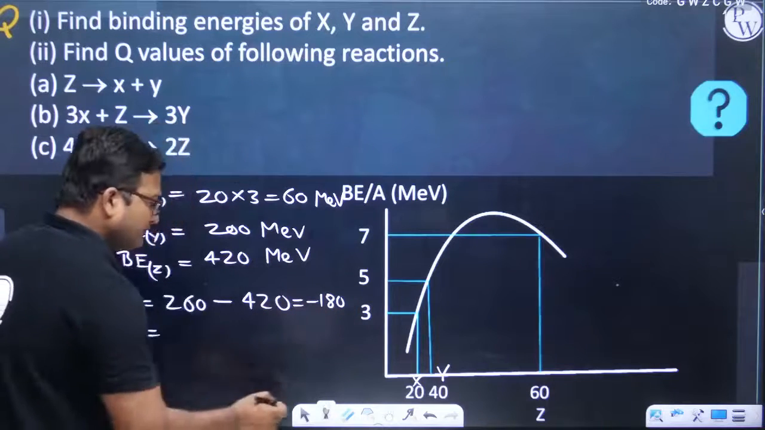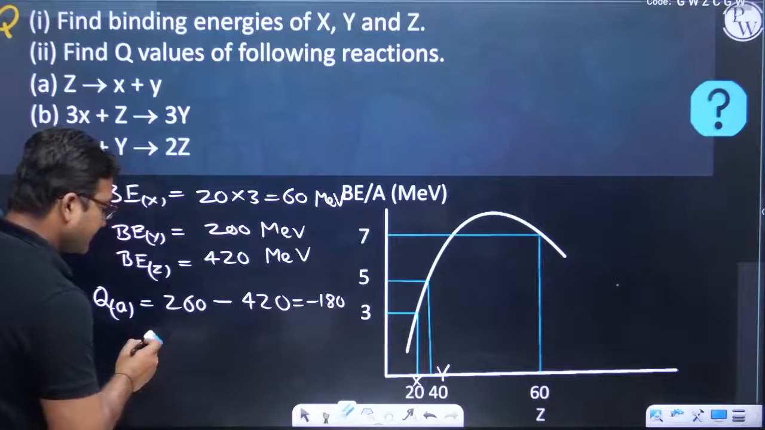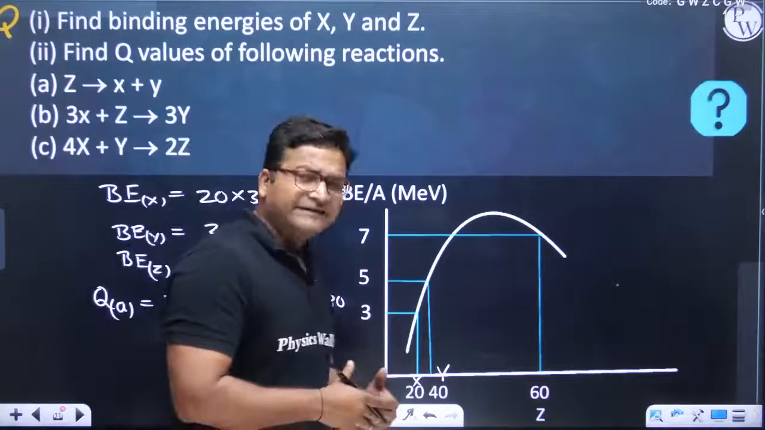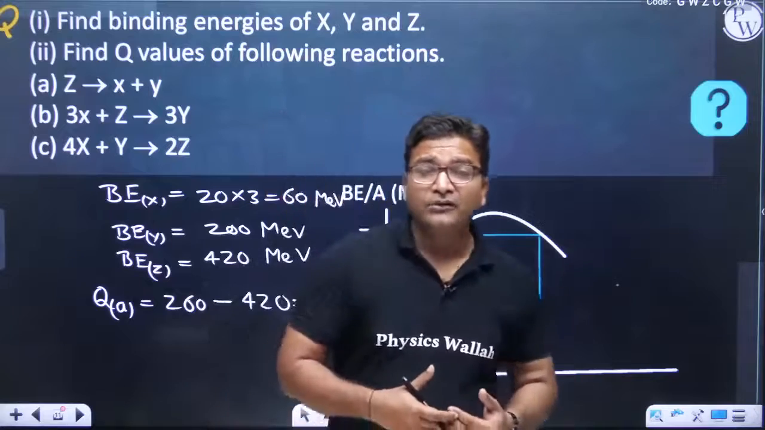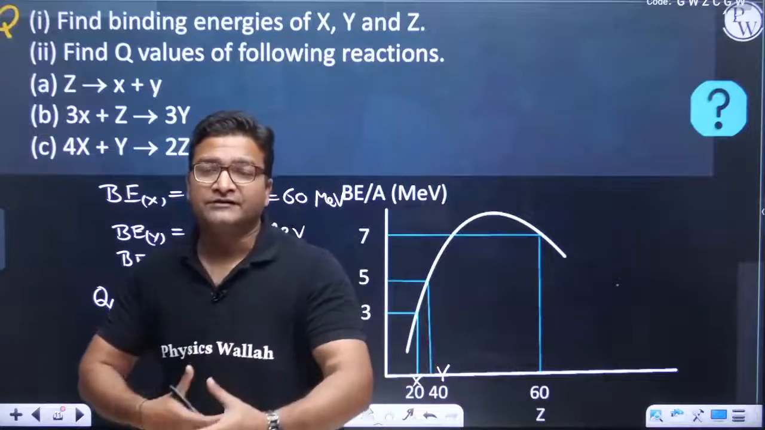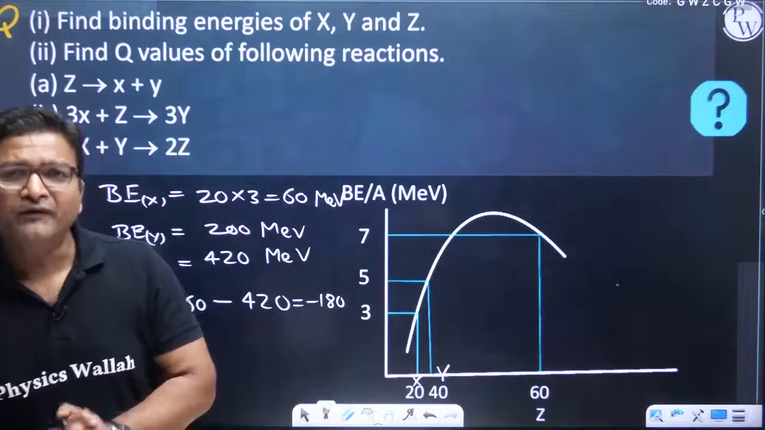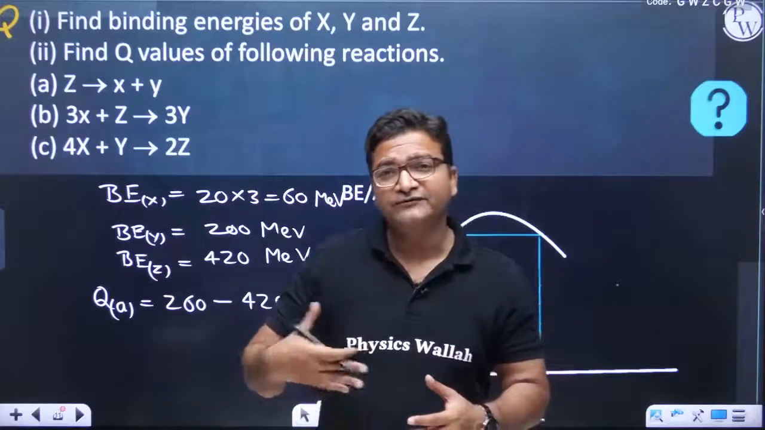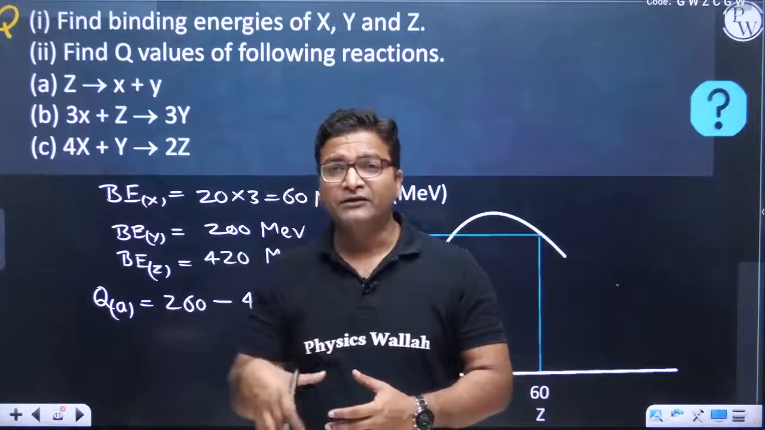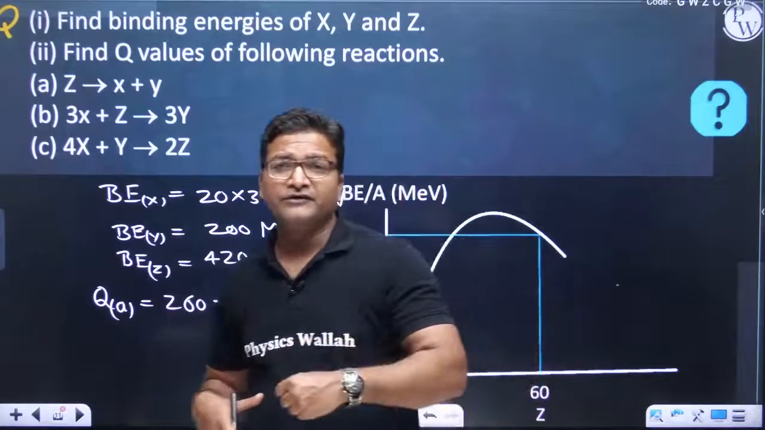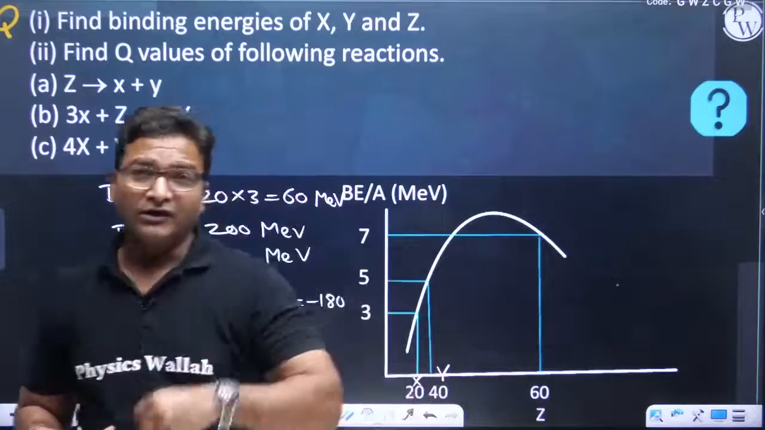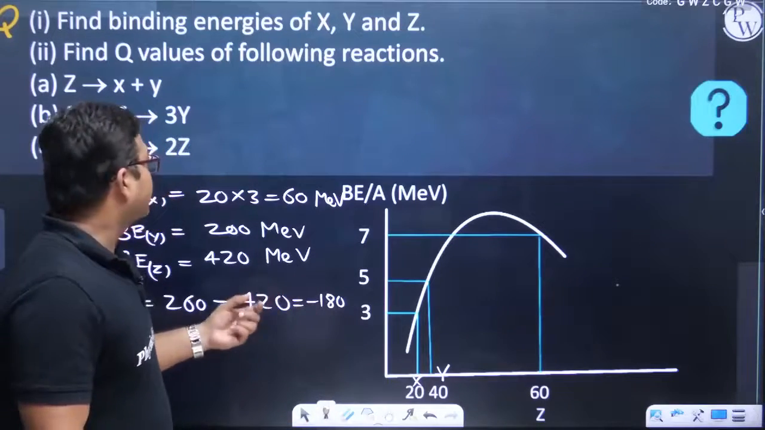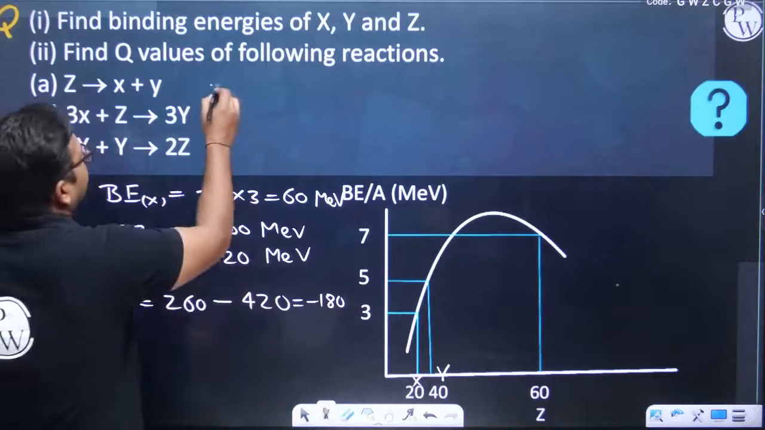Okay, so this minus sign says this equation is not feasible, or you can say this reaction is endoergic. So always remember, if Q value of a reaction is negative, this is called endoergic. As you must have studied in chemistry, exothermic and endothermic reactions. Here in nuclear physics, we say exoergic and endoergic. So as the Q value is negative, this reaction is endoergic. Let me write it here.